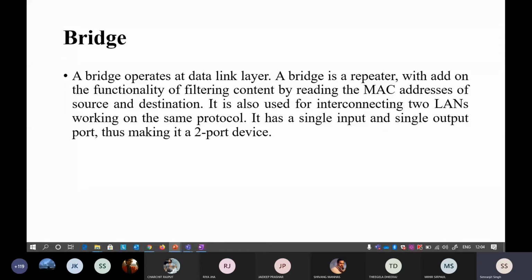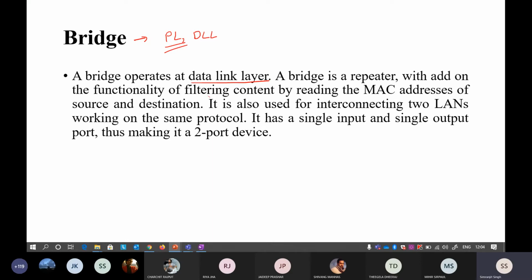Okay, so now the bridge has an added functionality: it contains a physical layer as well as a data link layer. See here, a bridge operates at the data link layer. If anybody says that it operates at the data link layer, it automatically means that it also contains a physical layer. If anybody says that a bridge operates at the network layer, it means it contains a network layer, data link layer, and physical layer. Keep that in mind. Okay, so a bridge is also kind of a repeater, but there are some functionalities that are added there. I'll tell you about it.